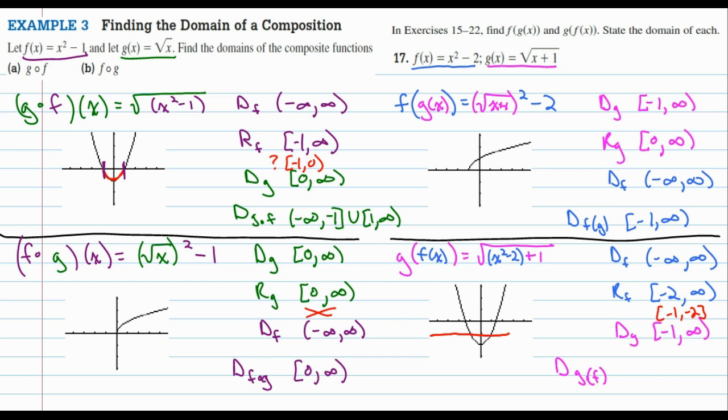Any range value that comes out of the f function between -1 and -2 is going to cause a problem in the composition. Any x value between -1 and +1 causes a range value between -1 and -2, which cannot get plugged in to the g function because we can't take square roots of negatives. Therefore, I have to leave out of the original domain anything between -1 and +1. So the domain of the composition becomes -infinity to -1, and then +1 to infinity.